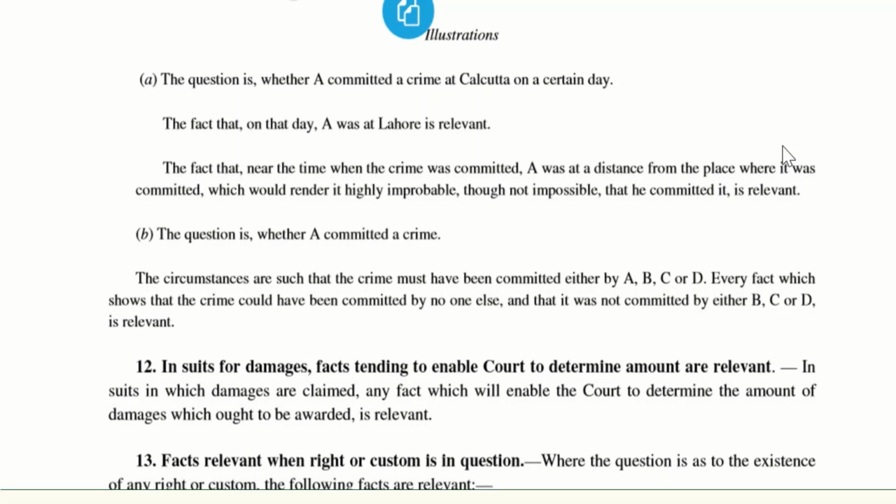The first illustration is, the question is raised whether A has committed a crime at Calcutta on a certain day. The fact that on that day A was at Lahore is relevant. The fact that near the time when the crime was committed, A was at a distance from the place where it was committed, which would render it highly improbable, though not impossible, that he committed it, is irrelevant. There are two aspects which are discussed in this particular example. They are saying this A has committed a crime in Calcutta, but on that day A was at Lahore. That is a quite relevant issue.